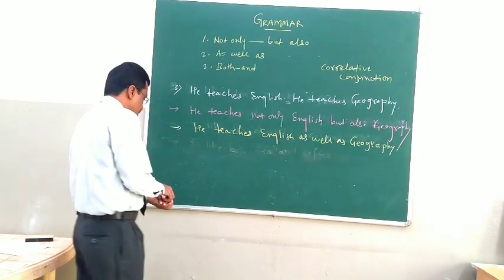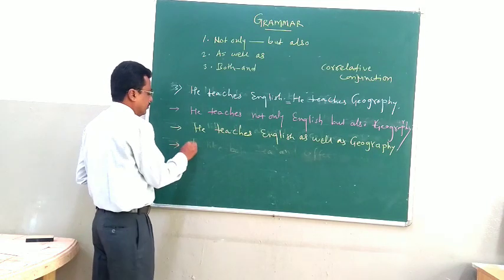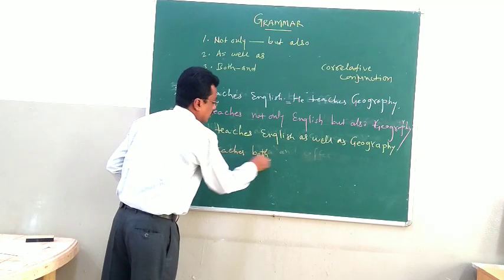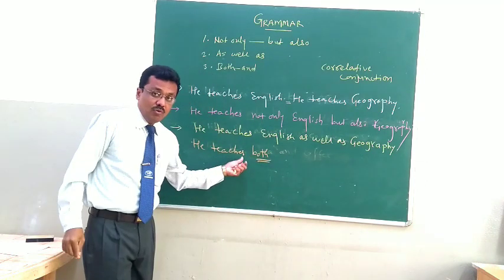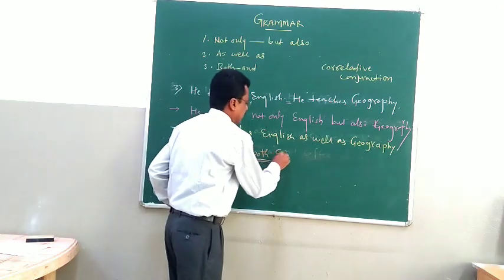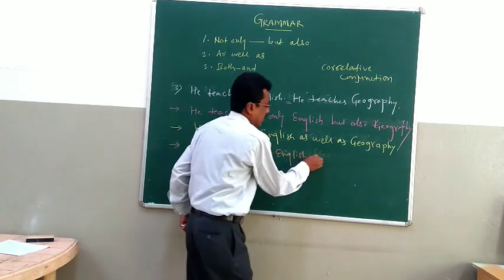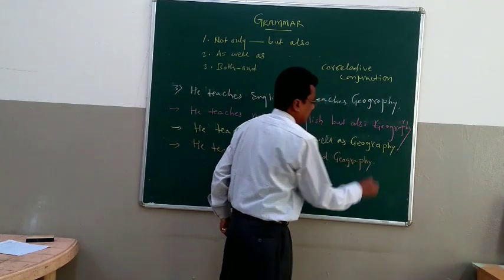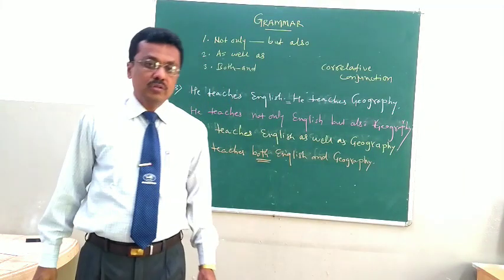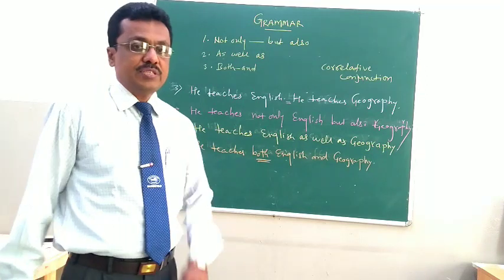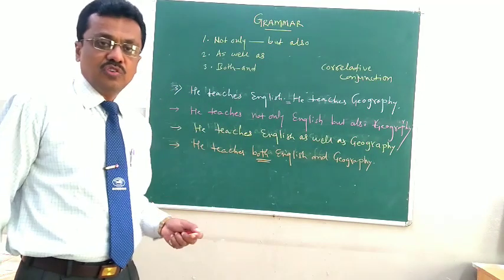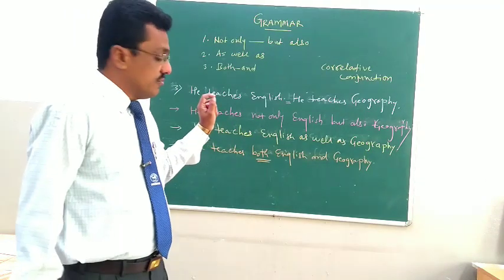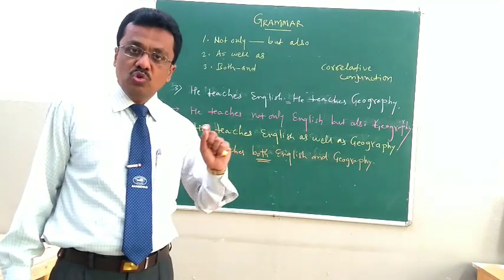Third sentence, both and, how can we do it? He teaches both. Again, both you have to use after the main verb. He teaches both English and geography. So, this is the correct usage of not only but also, as well as, both and. This very simple grammar you have to do properly.